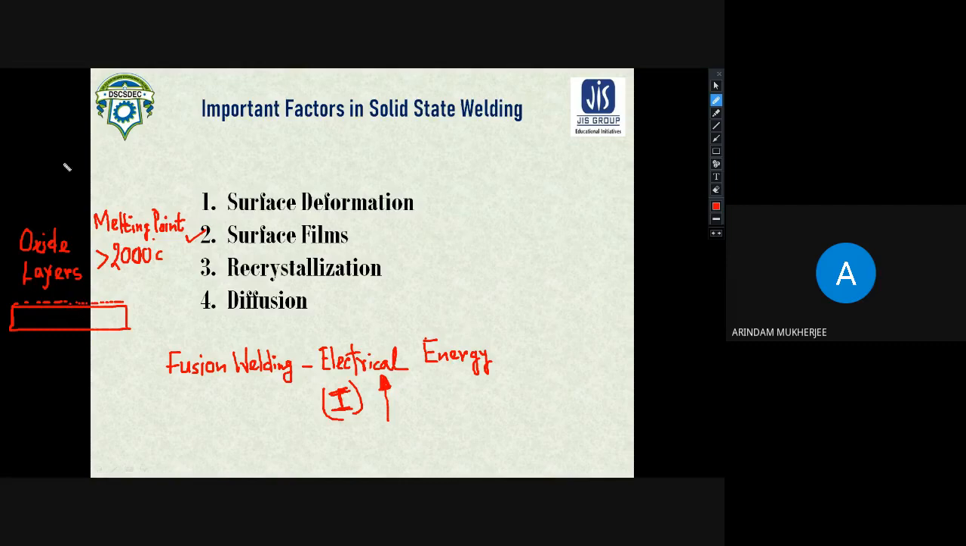Sometimes with oxide layers, you can also see that there are liquid films attached to the surface. These also need to be removed from the surface so that welding can be done easily. But moreover, you must understand and focus on this point: oxide layers are the greatest hurdle in performing any kind of welding.